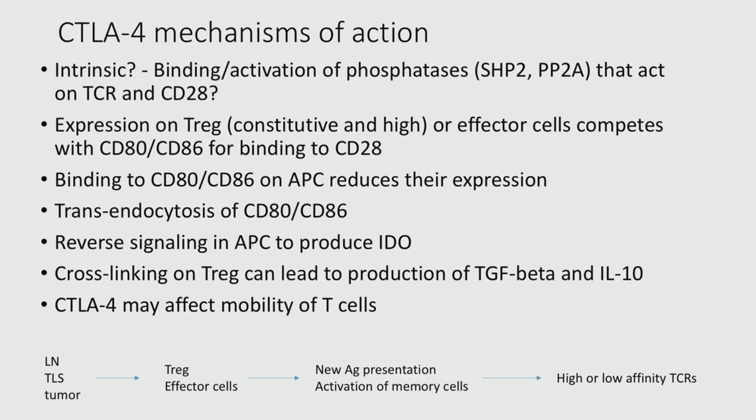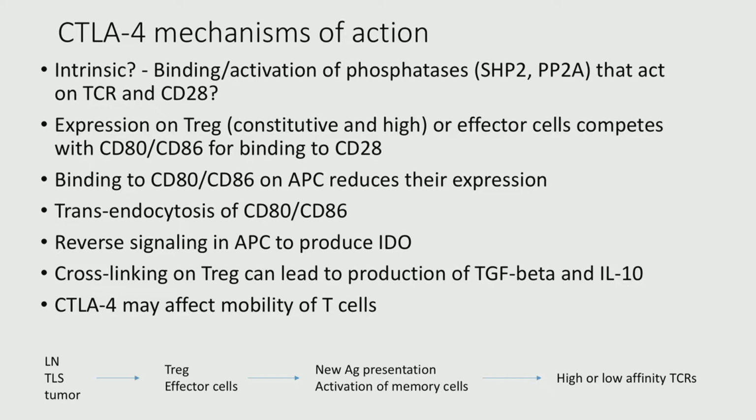CTLA-4 does a lot of things, and CTLA-4 may be working in the lymph node, in the tumor-draining lymph node, in the tertiary lymphoid structures. It could be working directly in the tumor microenvironment. It could be something happening on Tregs or effector cells. It could be related to new antigen presentation or activation of memory cells. And it could be modifying high-affinity or low-affinity T cells. And the question is, for all of these effects, which ones are the ones that are important in any individual patient? And we really don't know. And so when we see that CTLA-4 works in some small subset of patients, we can't even tell which of these effects are the ones that are important.